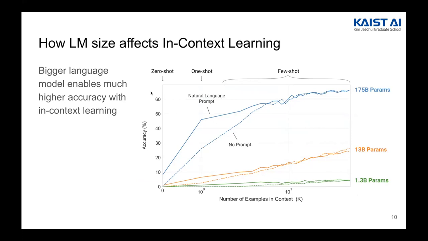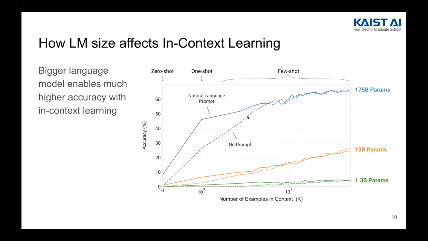And now you see that the accuracy is crazily different between 175 and 1.3. They were showing just the possibility with 1.3 billion parameters, but 175 billion is much higher, about more than 10 times higher accuracy. Wait, which one was this? I forgot what the data set this was about, but let me check that later. The point is that there is a large difference between different sizes, and even between 13 billion and 175 billion, there is a large gap. You can think of 13 billion as a model of similar size to T5, the largest model.